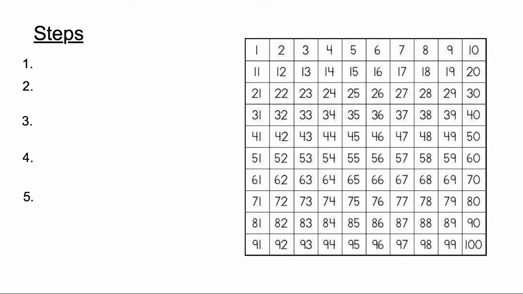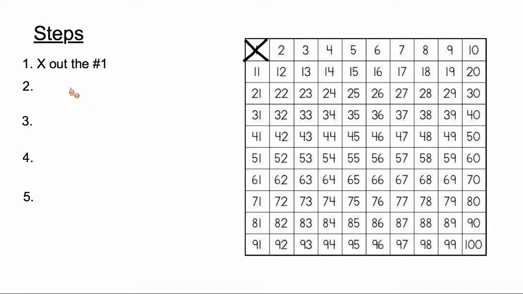To get started with our chart, all you'll need is a 100s chart. We have 5 simple steps to follow to make sure you have all your prime and composite numbers sorted out. Our first step is to X out the 1. If you remember, prime numbers have exactly 2 factors, and composite numbers have more than 2 factors. So 1 only has 1 factor, and it doesn't fit into either of those categories. So that's why we need to cross it out.